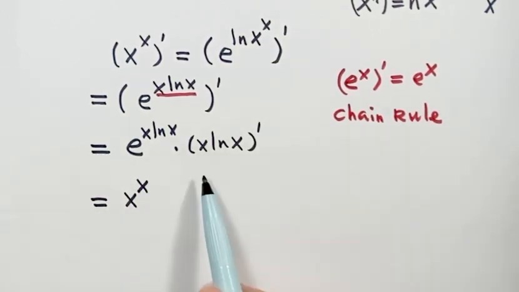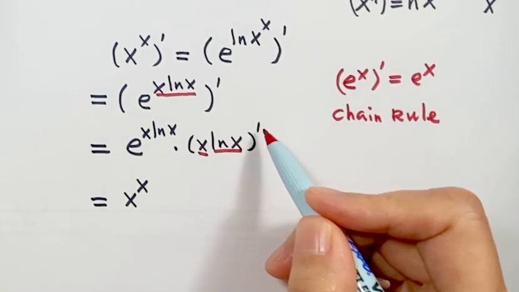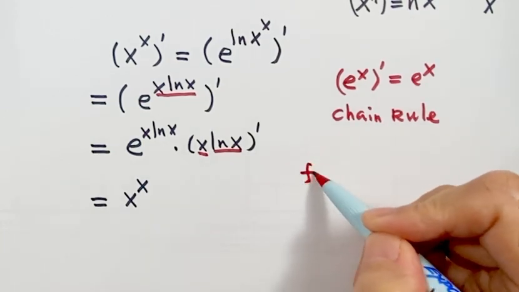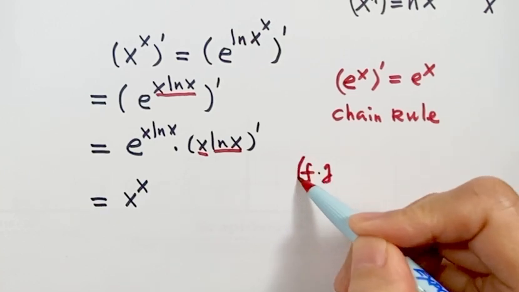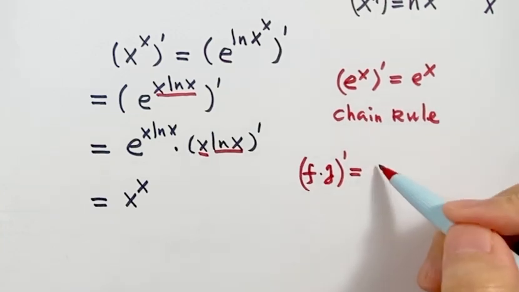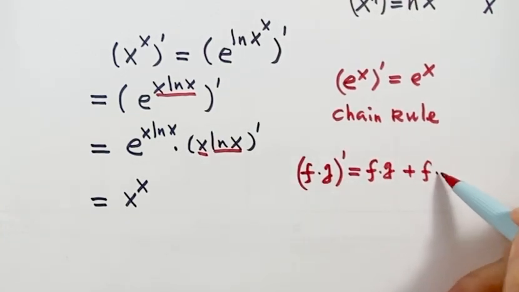Okay, now we can work on this one. This is x times natural log x, then take a derivative. This time we need to use the product rule. That is, f times g, take a derivative. It's really easy to remember: you just put f prime times g plus f times g prime.